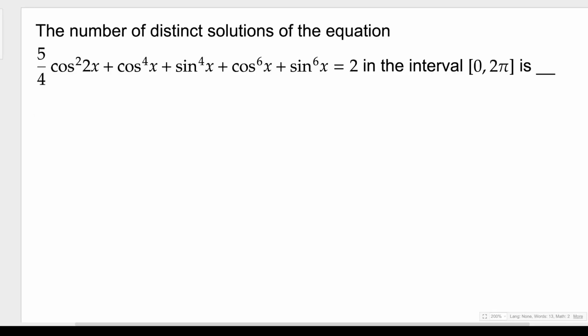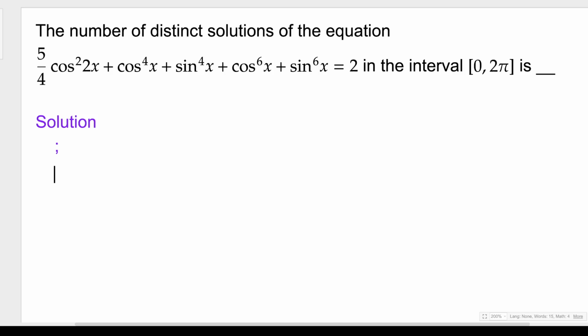So we need to compute the number of distinct solutions of this given equation, that is 5 over 4 times cos 2x squared plus cos x power 4 plus sin x power 4 plus cos x power 6 plus sin x power 6, that is equal to 2, in the interval 0 to 2 pi.